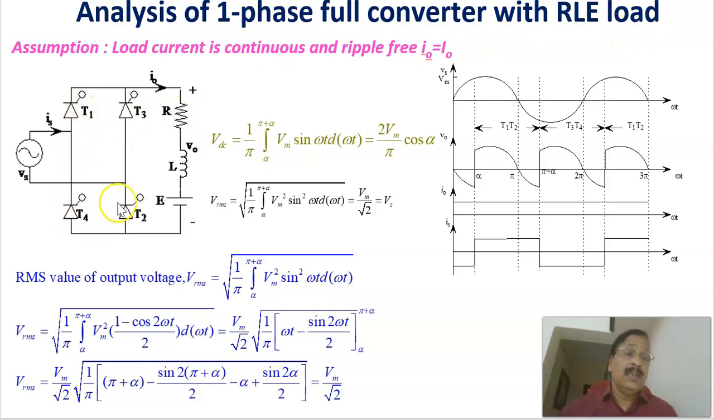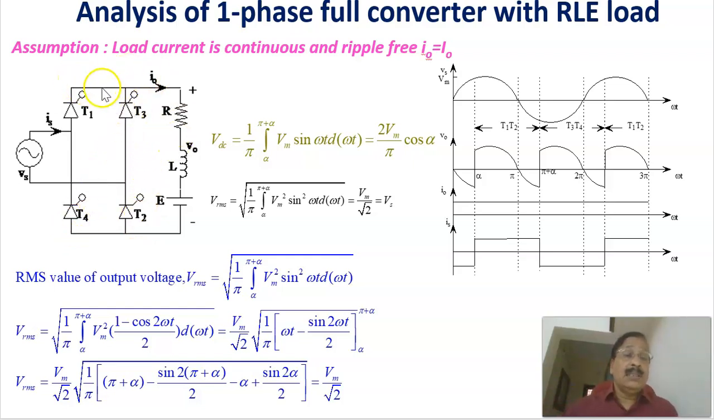Suppose this is the circuit diagram in which we are giving a single phase input supply, and this is the load we are considering. It's an RLE load: resistance, inductance, and a battery. And this is the converter that consists of 4 silicon controlled rectifiers, T1, T2, T3 and T4.